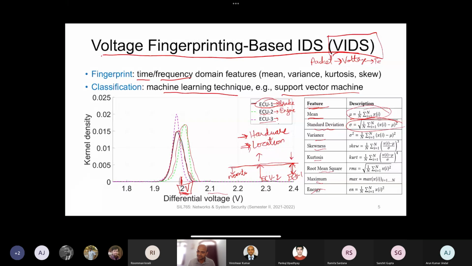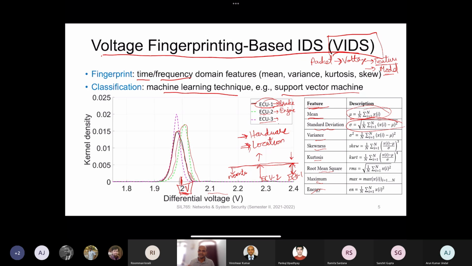So you will extract the features from those voltage values, and then you will feed these features to the model. During the training phase, you feed these features to the model, and you know who the transmitter is. So in the training phase, you know the labels. In this case, we have 3 labels: ECU1, ECU2, ECU3, and we extract the features and then train our model to identify these 3 ECUs.